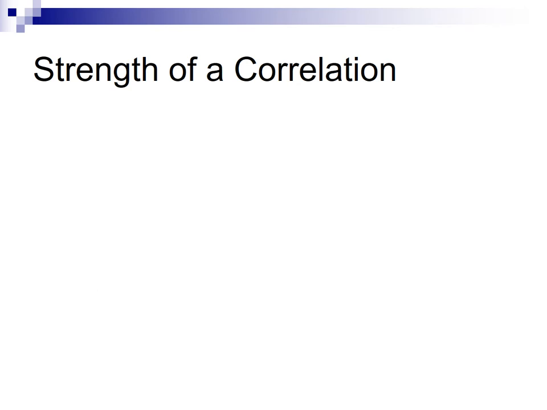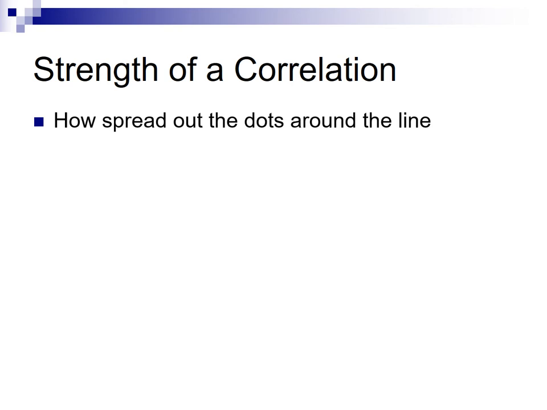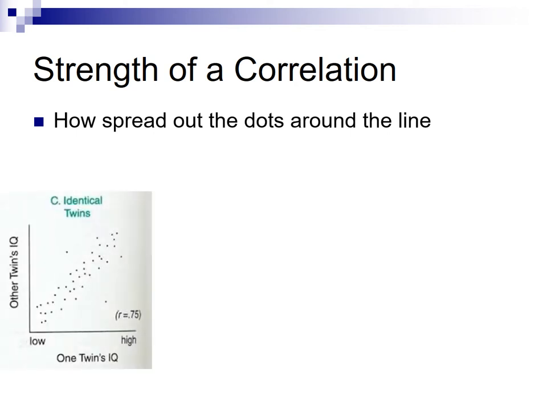Finally, we need to describe the strengths of a correlation. The strengths of a correlation is indicated by how spread out the dots are around the line. For example, this scatter plot presents the correlation between one twin's IQ and another twin's IQ. They are strongly correlated because the dots are very closely scattered around the line.